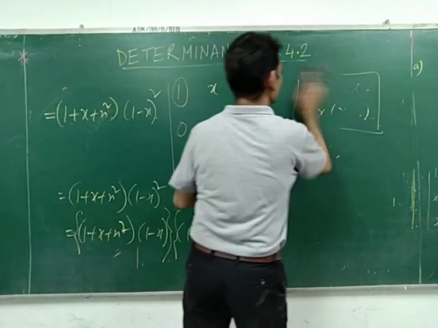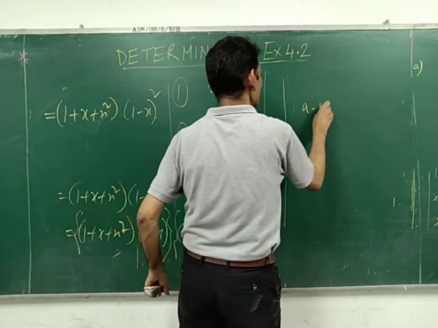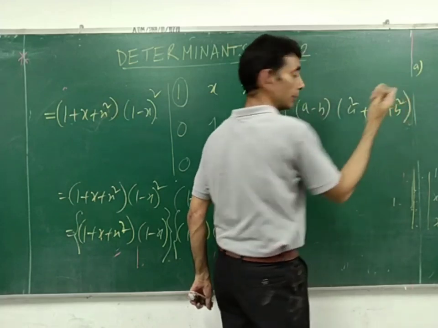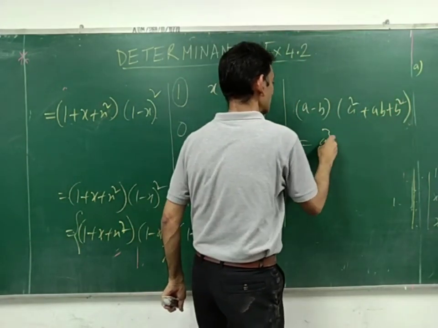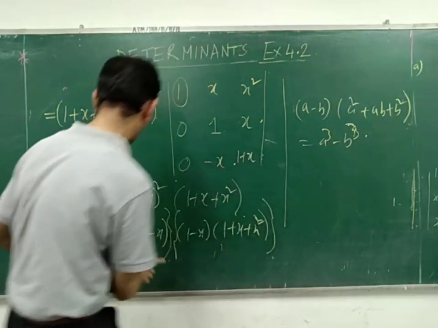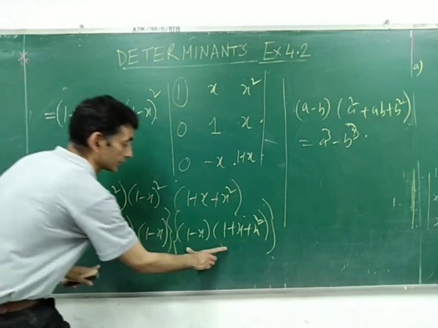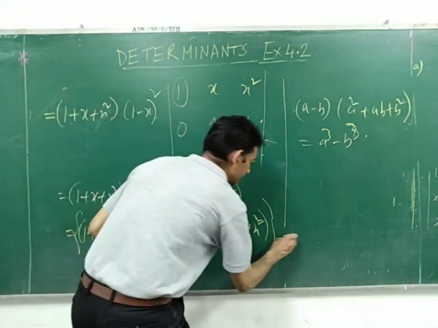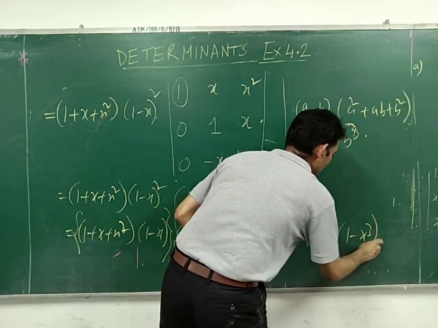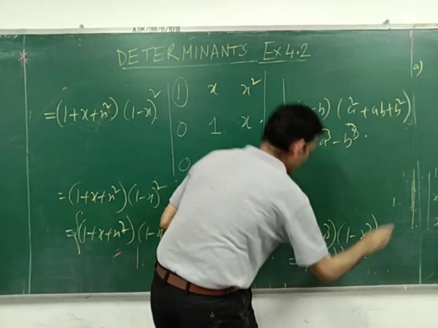So what is this formula? Can you tell me? This formula: a minus b, a squared plus ab plus b squared. I hope you remember this formula. This is nothing but the a cube minus b cube formula. So therefore this is also the 1 cube minus x cube formula. That means the 1 minus x cube formula. This is also the 1 minus x cube formula. So what are the next steps? This is 1 minus x cube, and this is also 1 minus x cube. So finally this is 1 minus x cube whole squared.